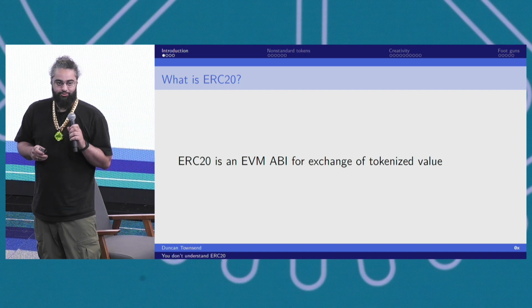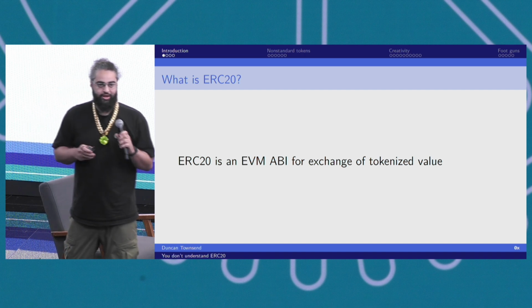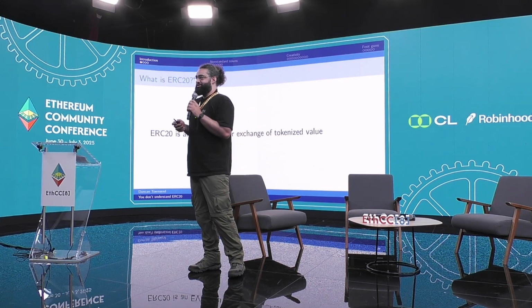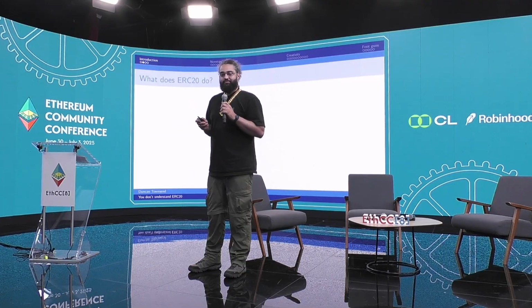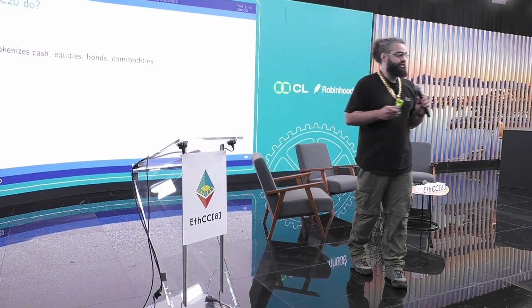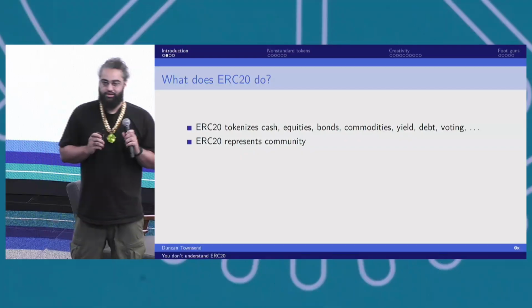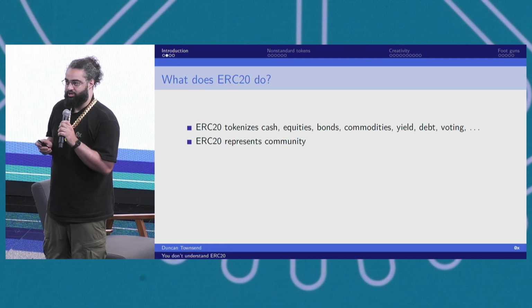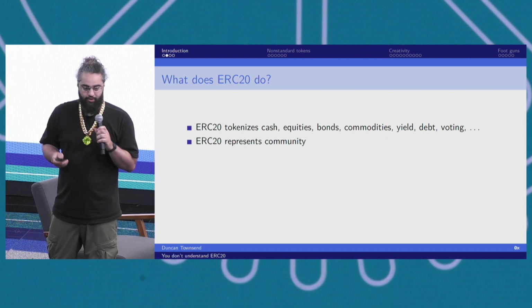Fundamentally, ERC20 is for exchange of tokenized value. You want to tokenize something of value or of negative value, we'll talk about that too. ERC20 is how you do it. What does ERC20 do, though? We talked about what it is. What does it do? ERC20 tokenizes really just about anything you could imagine: cash, equities, bonds, commodities, yield, debt, voting rights. It is your entry to tokenized communities. ERC20 can represent membership in a particular community via those voting rights.